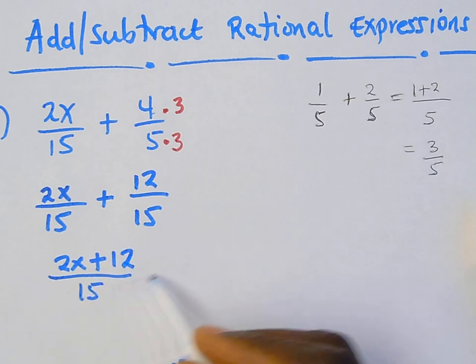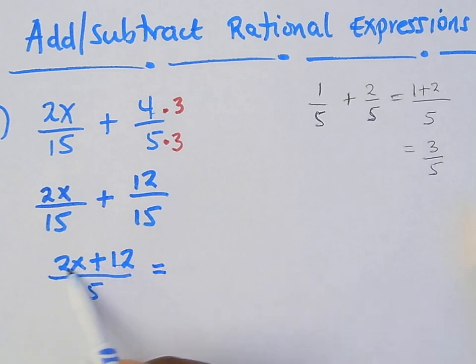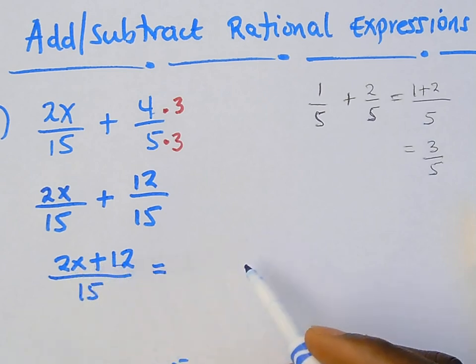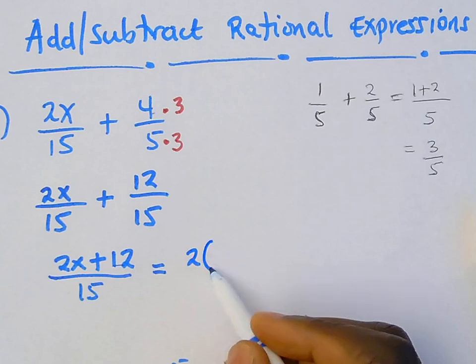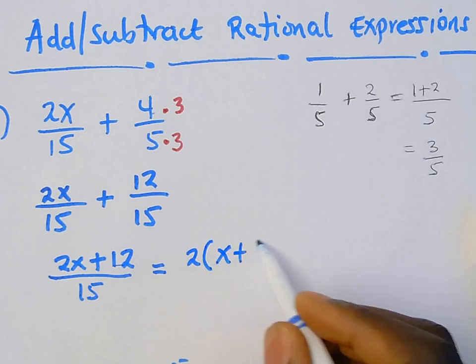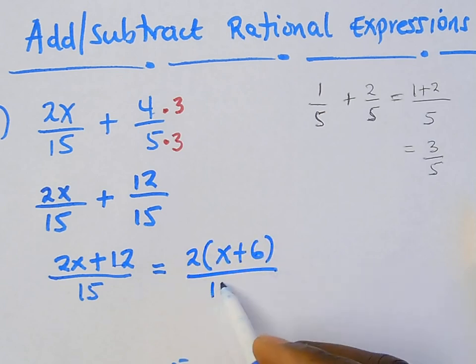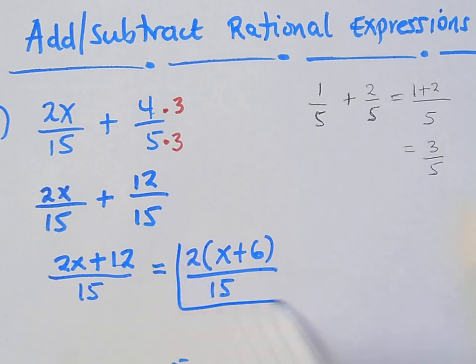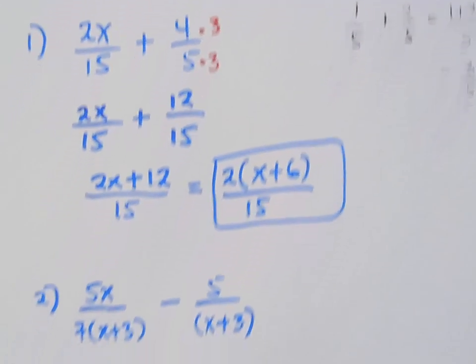Now I can leave the answer like that, but you can simplify further. I can take a GCF of 2 in the numerator. So I have 2 times x plus 6, all over 15. And that becomes the final expression. So the goal is to make the denominators the same, so you can add. Okay, so let's try another example.